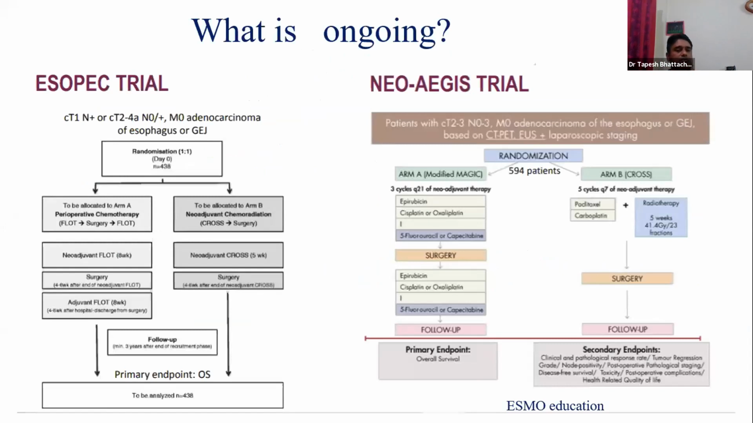So now the question came, whether FLOT is better or whether CROSS is better, whether MAGIC is better. So the ESOPEC trial is going on between FLOT versus CROSS, and NeoAegis is comparing MAGIC versus CROSS. So these results are pending. We are waiting for that.